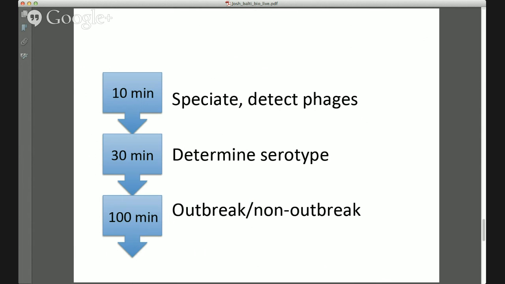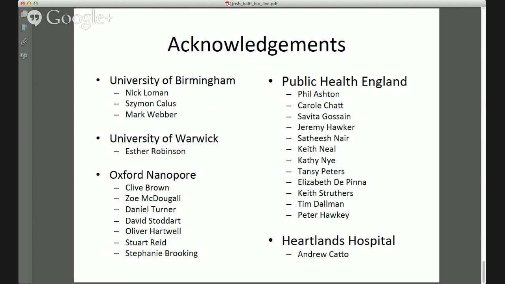So we were showing that after 10 minutes, we were able to speciate these strains, and we were able to detect these chromosomally encoded phages. After 30 minutes, we could determine the serotype, and after 100 minutes, we could split the outbreak from the non-outbreak isolates. So I've got a long list of acknowledgements here. So University of Birmingham, Warwick, everyone at Oxford Nanopore, and all the guys at PHE and Heartland. Thank you.